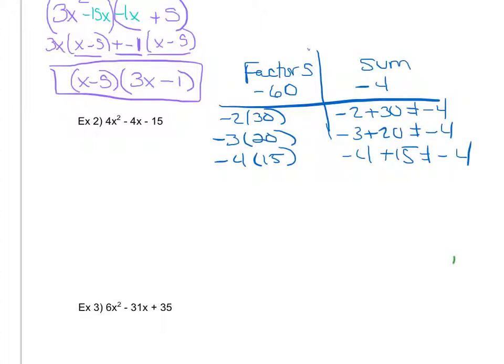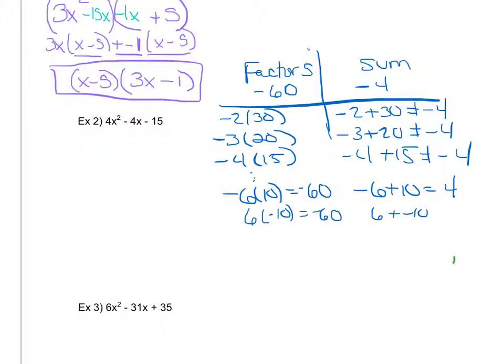So none of those are working, so then I can try dividing it by 5, so on and so on. What I will realize as I continue checking is that negative 6 times 10 is negative 60. However, negative 6 plus 10 is positive 4. Since my sign is the only thing that's wrong, I'm going to flip them and say 6 times negative 10 and 6 plus negative 10. And I do get negative 4.